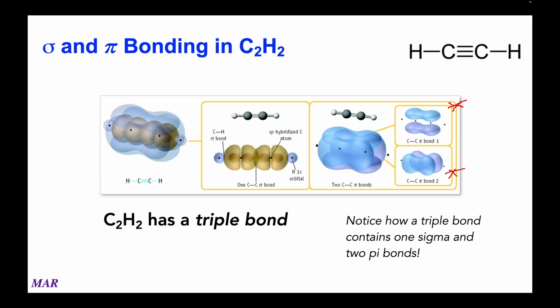So again, if you see a molecule like acetylene with a triple bond, you have to realize that there's 1 sigma, maybe the middle bond right there could be the sigma, and there's 2 pi's. There's one above and one below. So a triple bond is 2 pi bonds and 1 sigma bond, which is pretty cool.